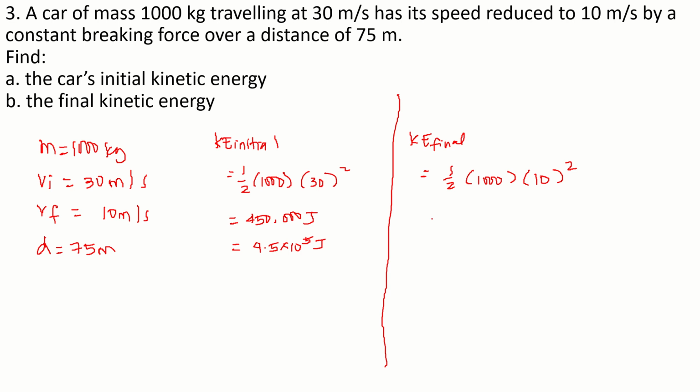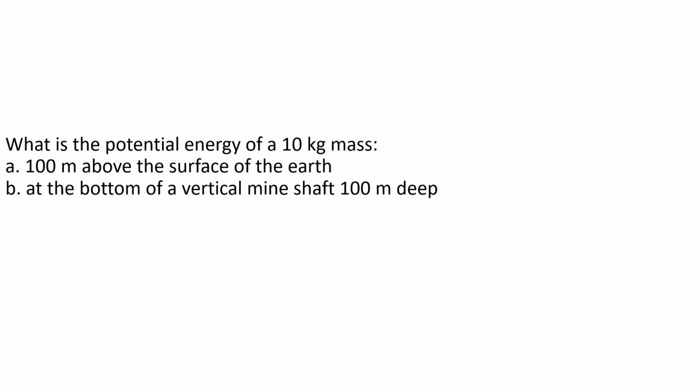And the final becomes 50,000 joules or 5.0 times 10 raised to 4 joules. Okay, so obviously, since the car is slower, the final velocity of the car is lower compared to the initial. Obviously, the kinetic energy will be lower compared with the previous one. Okay, so very easy. Last, I think this is the last problem.